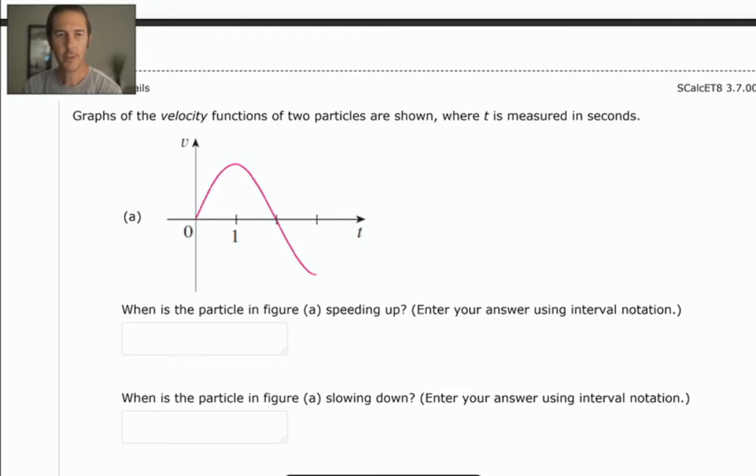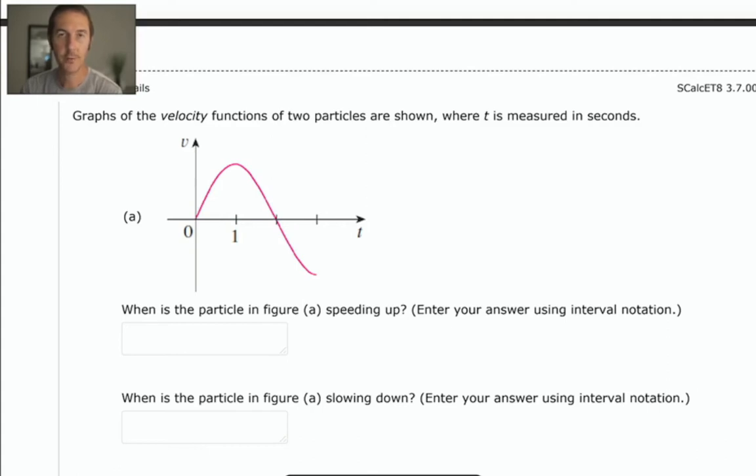But we only have the graph of our velocity function here. So how am I supposed to tell where the acceleration is positive? Clearly, I can see where the velocity is positive. It's from 0 to 2, right? This part here is where velocity is positive because it's above the t-axis. But how do I know where acceleration is positive?